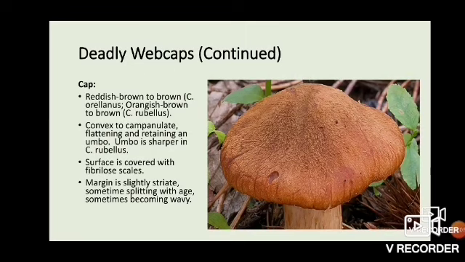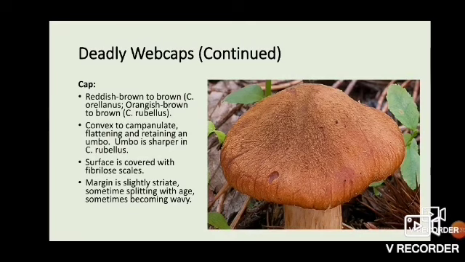The umbo is sharper in Cortinarius rubellus, and I believe what we're looking at here is actually Cortinarius orellanus. The surface is covered with fibrillose scales. So you can see that very clearly here, that it's almost shaggy. Those are just upraised scales that are soft, and they give a texture similar to carpet. If you were to run your finger across it, that's kind of the texture that you can expect there.